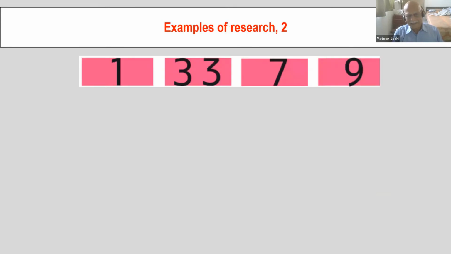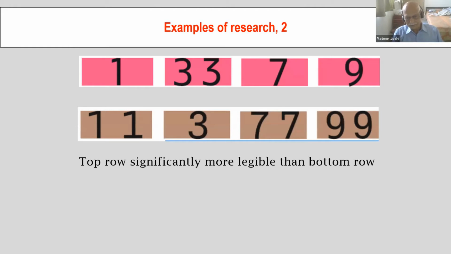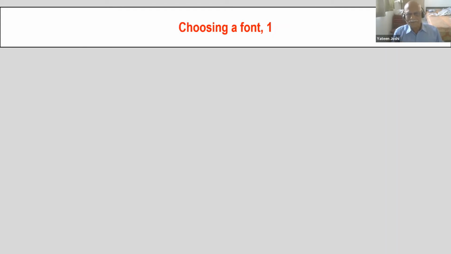Or you take numbers, for instance. Now these are the numbers, but we could also print them in different styles. You can add a serif to numeral 1. You can add a bit of curve to number 7, and so on. But what research did find was that the top versions were significantly more legible than the bottom version.